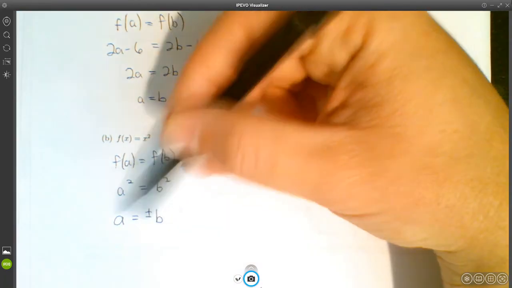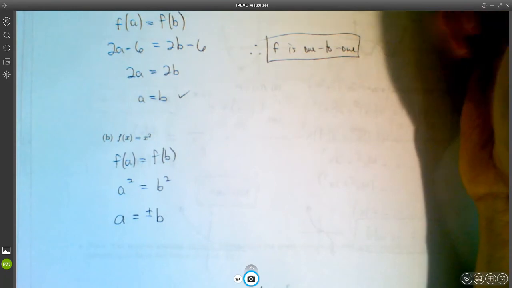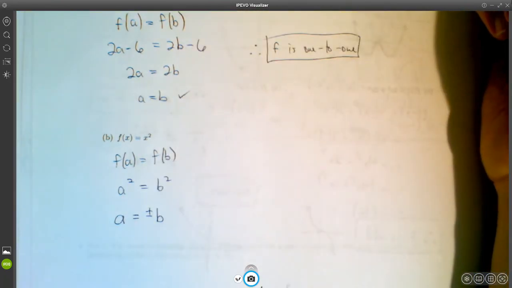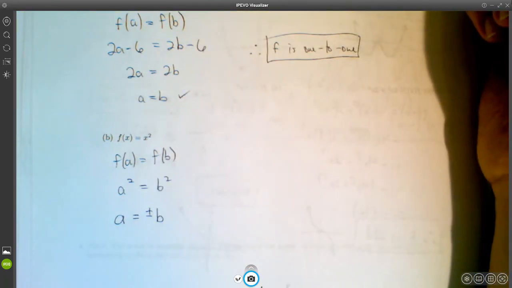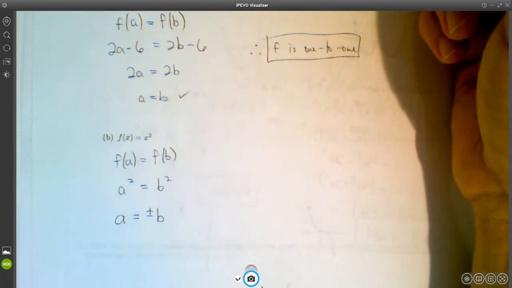B might be the negative version of A, I guess you might say, right? They might be opposites. That's the word I was looking for. A and B might be opposites, right? So my guess is that f is actually not 1 to 1. Actually, it's not a guess. I know that f is not 1 to 1.